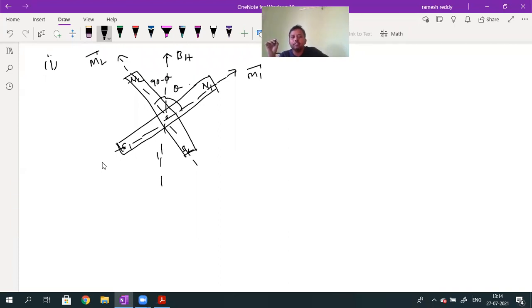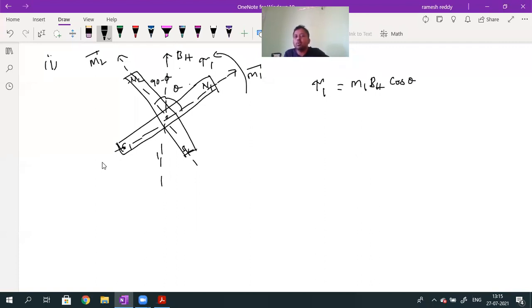Two bar magnets of magnetic moment M1 and M2 are arranged like a letter cross, pivoted at a point, and allowed to rotate in a horizontal plane due to the horizontal component of Earth's magnetic field. Now the first bar magnet will experience a torque. What is the torque acting on the first bar magnet? That is given by tau 1. Tau 1 is given by magnetic moment m1, horizontal component BH into cos theta.